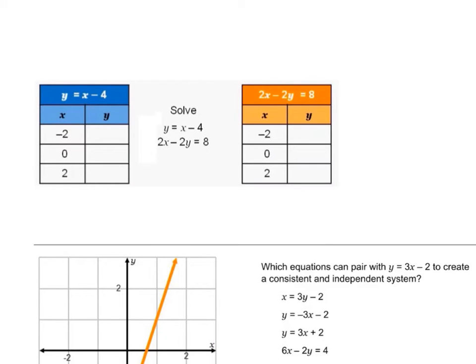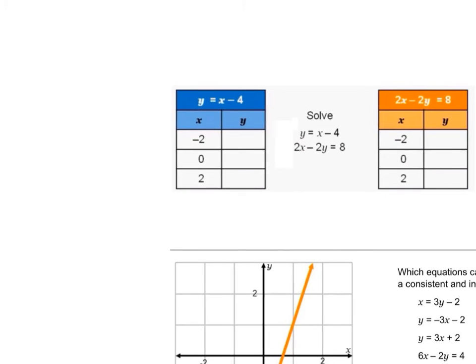Okay, on this example, what you have happening is you have these two equations here, y equals x minus 4, and then 2x minus 2y is equal to 8. And so what we have, we don't have a graph, but we do have a table. We have a table for y equals x minus 4, and then a table for 2x minus 2y is equal to 8. So here's what we've got.